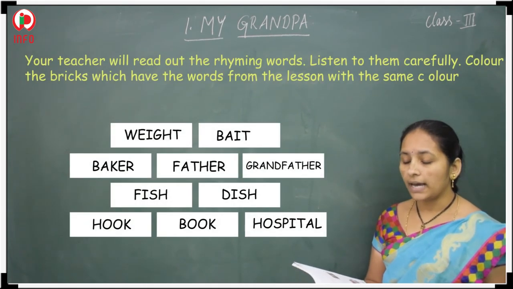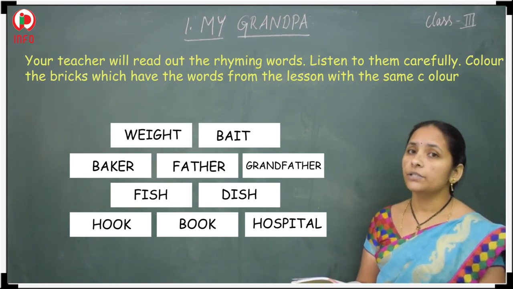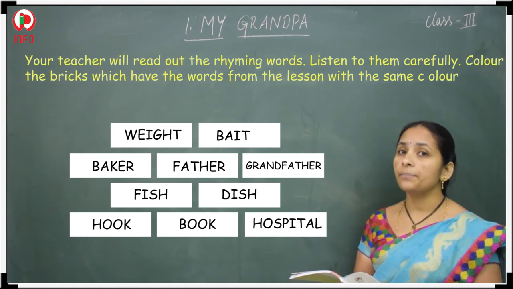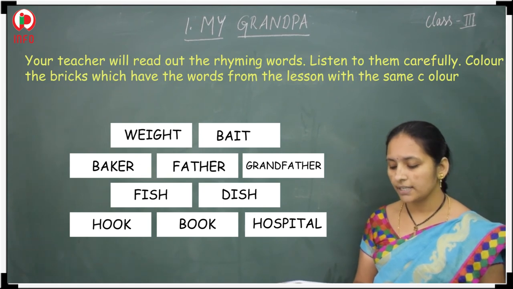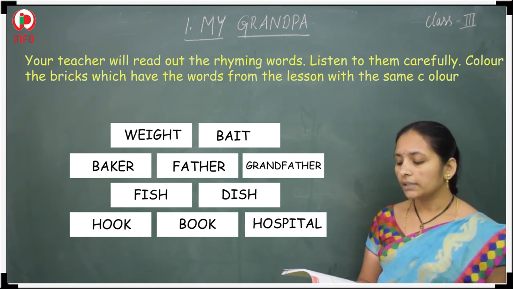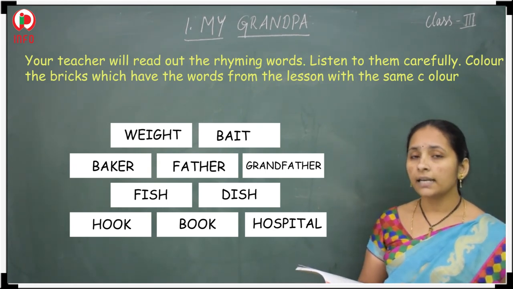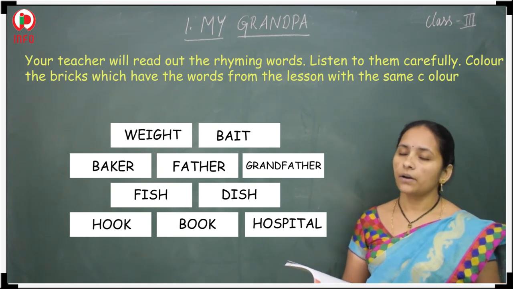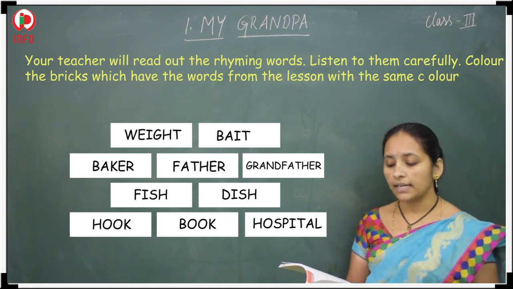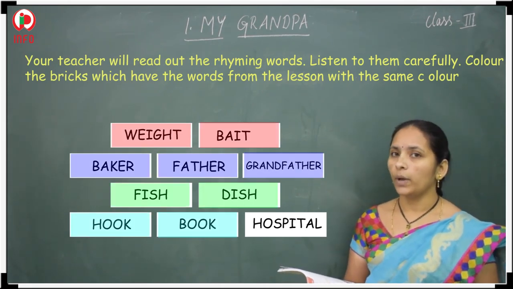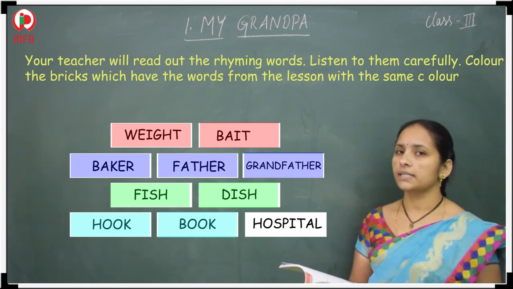And see the next one, rhyming words. Have an idea about rhyming words? Yes, in each word the ending pronunciation is similar, the same kind of pronunciation. Here I am pronouncing these words, so listen to them and later you color them. Words that give the same sound, you give the same color. First, wait, bait. Both are getting the same sound, right? So you give both the same color.